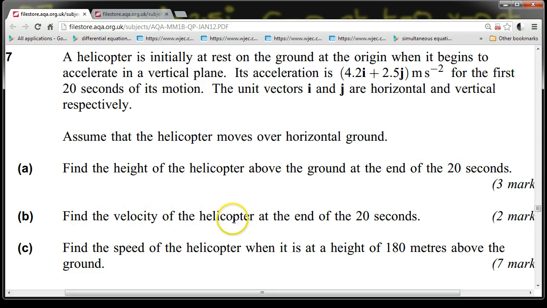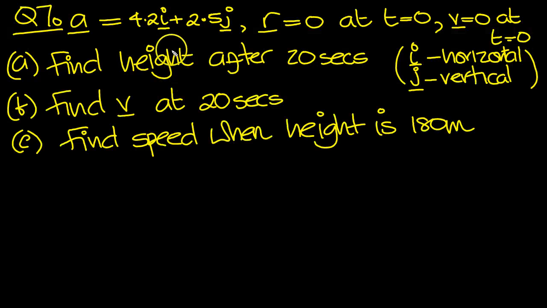Find the velocity of the helicopter at the end of the 20 seconds. Find the speed of the helicopter when it is at a height of 180 meters above the ground. So let's have a little look at this then. So here's the question in summary form. So here's the acceleration. So let's get the velocity vector v.